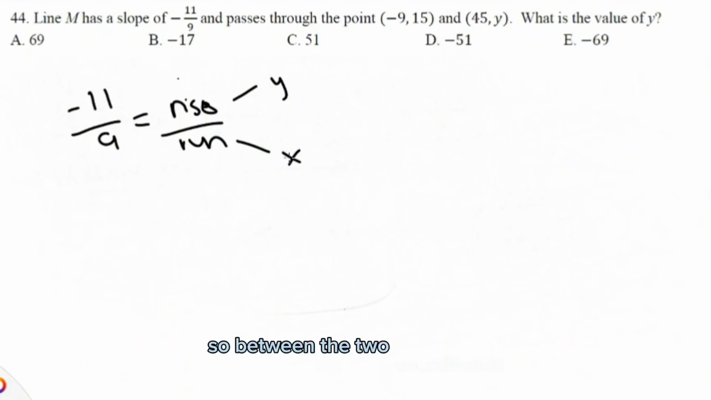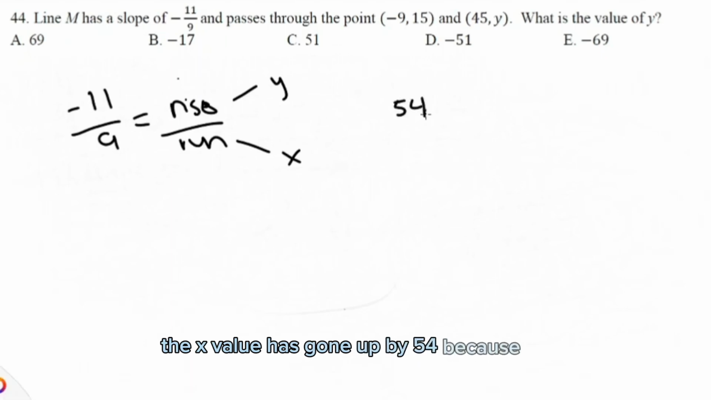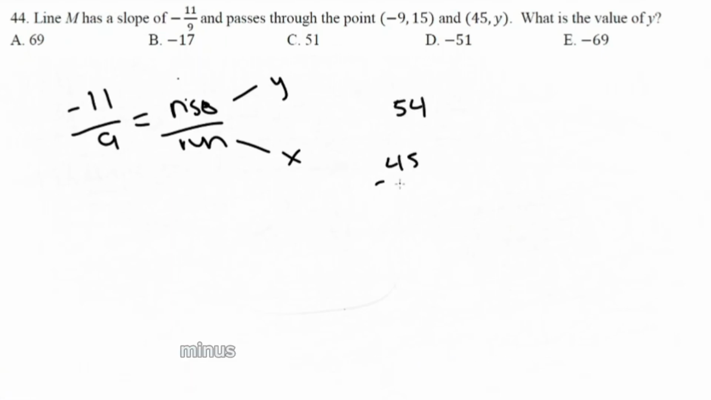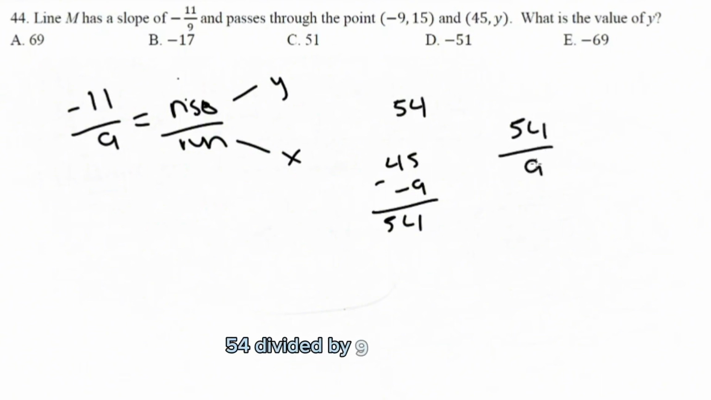So between the two coordinates, the x value has gone up by 54 because 45 minus negative 9 is equal to 54. Alright, so if it's gone up 54, 54 divided by 9 is equal to 6. The reason we divide by 9 is because every single time we go to the right 9 on the x value, we have to go down 11 on the y value.